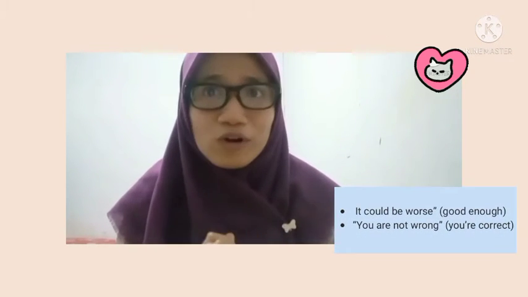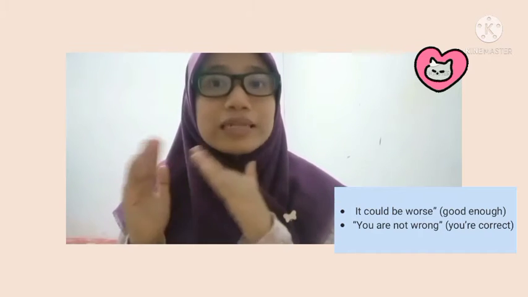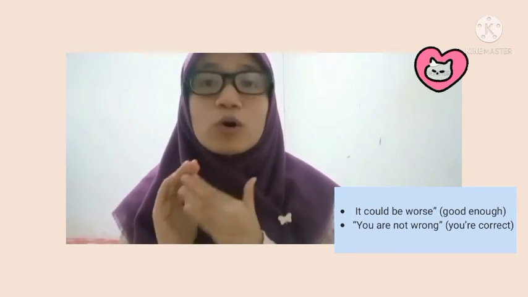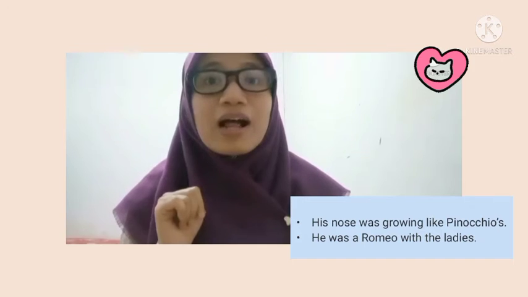Nine, litotes. Litotes is an understatement, expressing a positive sentence using its negative form. For example, it could be worse, when you mean it's good enough. You are not wrong, as a means of saying you are correct. Ten, allusion. Allusion is a reference to a familiar history, person, or object. For example, his nose was growing like Pinocchio's. He was a Romeo with the ladies.